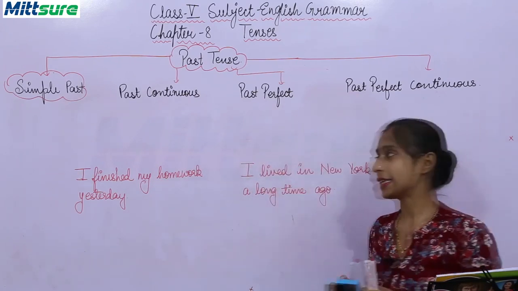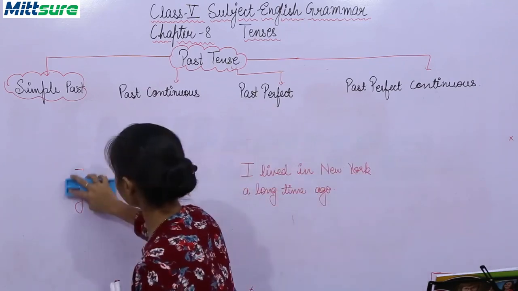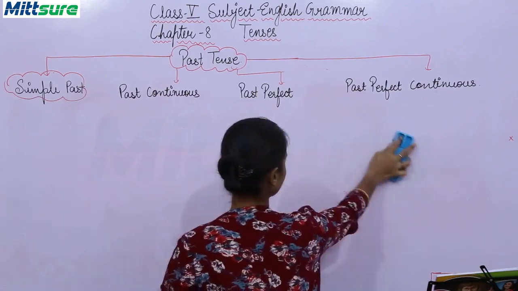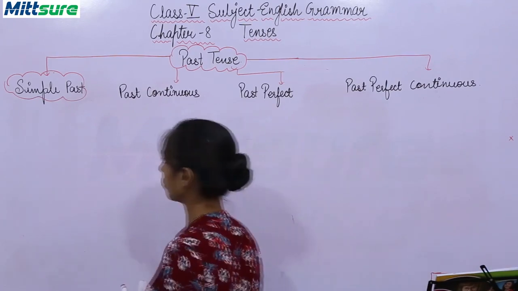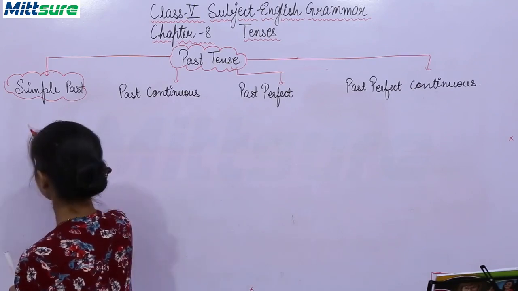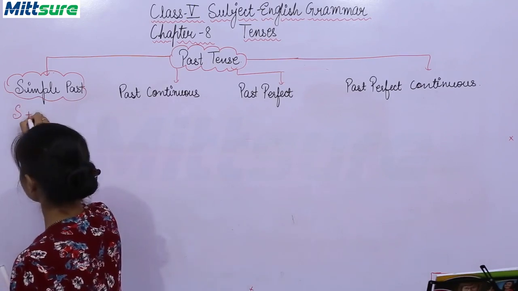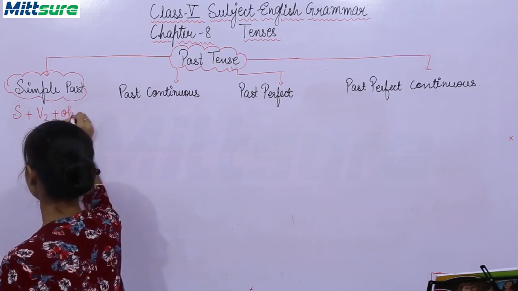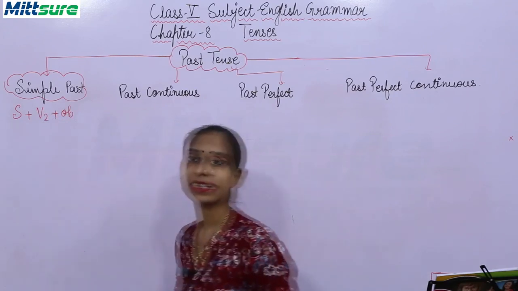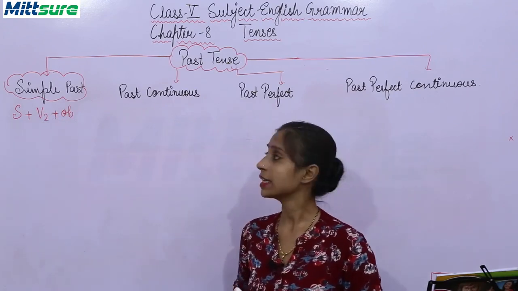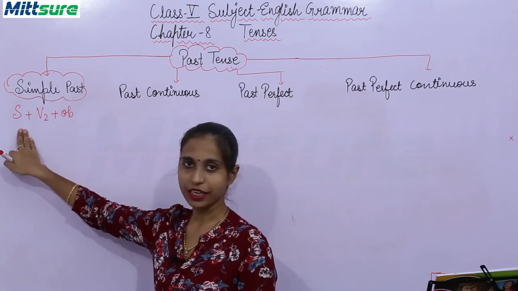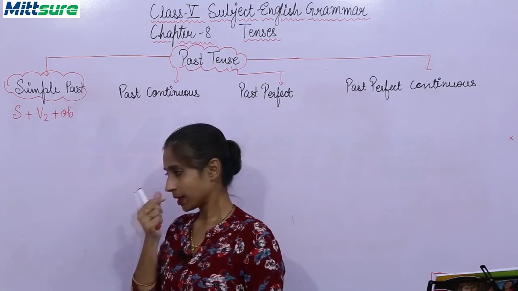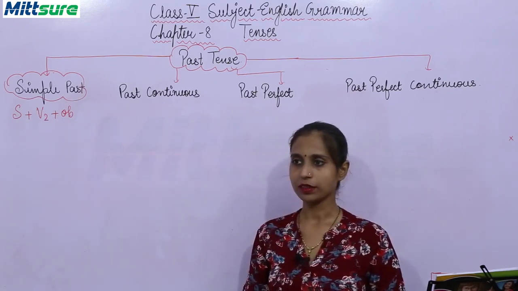Now children, let us see the formula for simple past. And what is the formula for simple past? Subject plus verb in second form plus object. That's it. This is the formula for simple past. Just take a simple example.